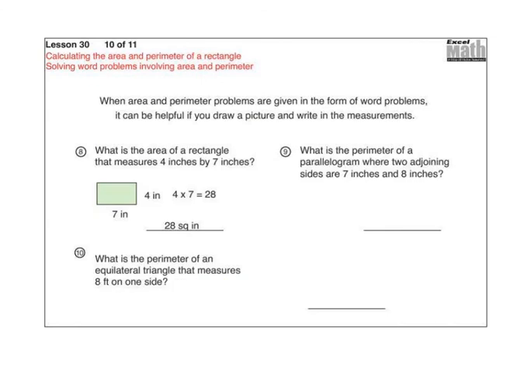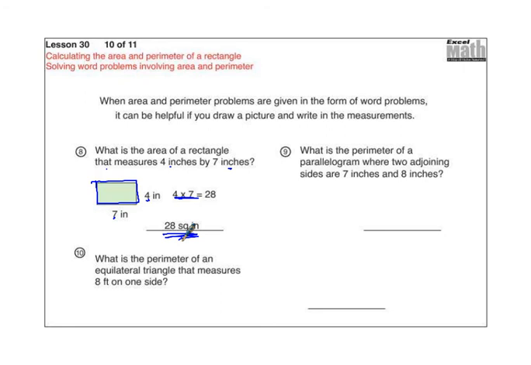So, here are some word problems having to do with area. The first one we'll do together, kind of simple. What is the area of a rectangle that measures 4 inches by 7 inches? They drew the rectangle. They labeled it 7 inches and 4 inches. They multiplied 4 times 7 because that's how you find area, and 4 times 7 is 28 square inches. Pause the video, try number 9, turn it back on when you're ready for the solution.